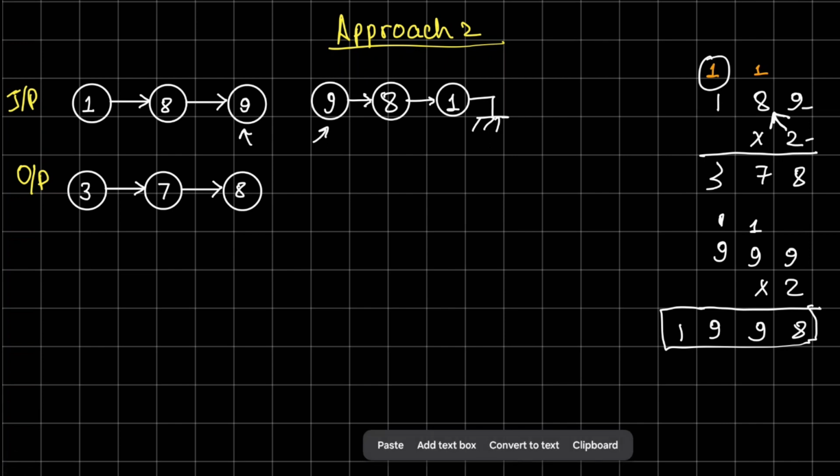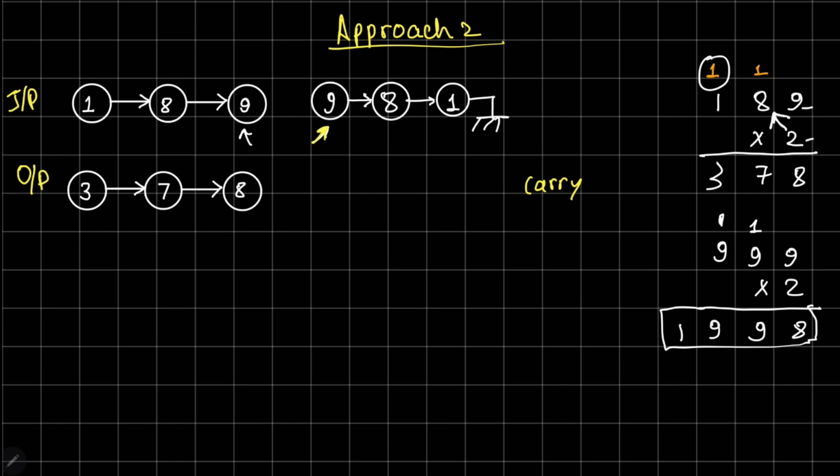Okay, so what we are going to do here is we'll have a variable, let's say carry, and with each node we are going to multiply it by 2. So we are just going to do it in place. We are not going to make another linked list. So we'll multiply 9 by 2, that would give us 18. How do we know if there is a carry generated? A carry is generated when there is a 2-digit number. So if this multiplication, that is 18, is greater than 9, then a carry is generated; if it is up to 9, then no carry is generated.